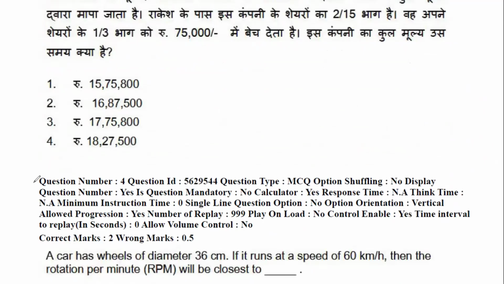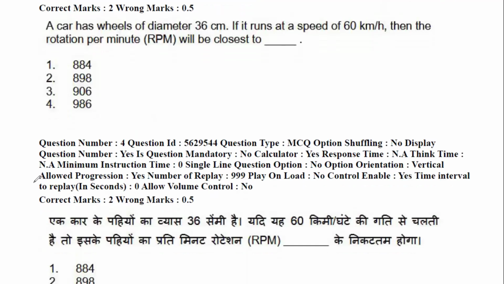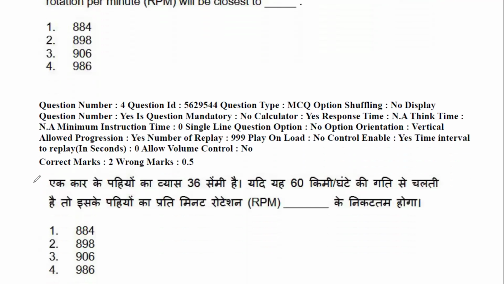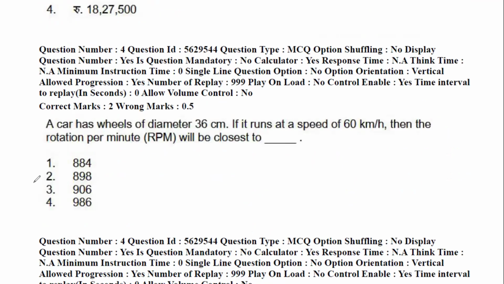Horrible way of putting the questions. Okay. Right. A car has wheels of diameter 36 centimeters.